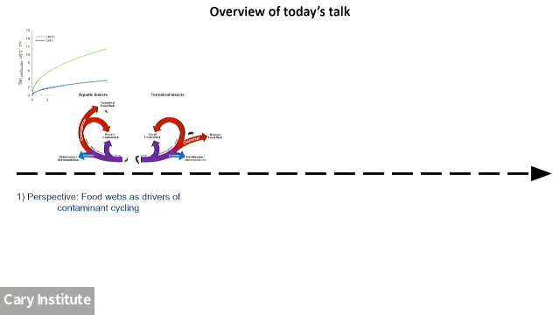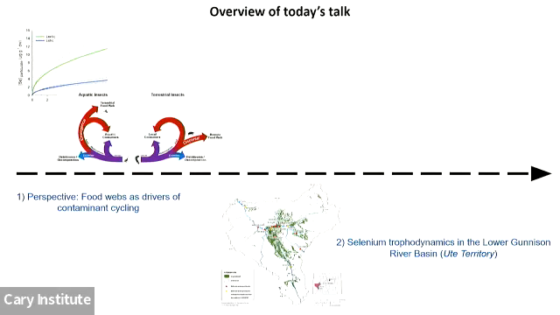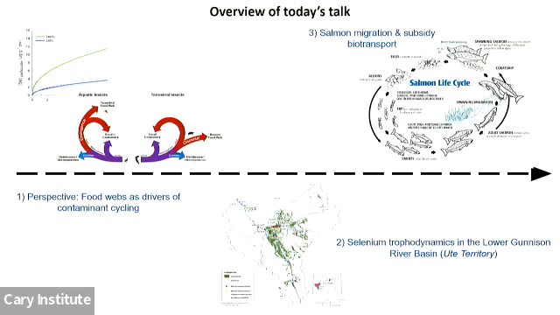So I want to share a little bit about that, and that's how I'll start the talk and frame the talk. And following that, I'll jump into two case studies, one about selenium trophodynamics in the lower Gunnison River Basin, and the second about salmon biotransport that sort of show a single ecosystem and then trans-ecosystem transfer.